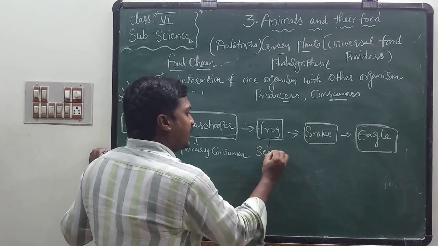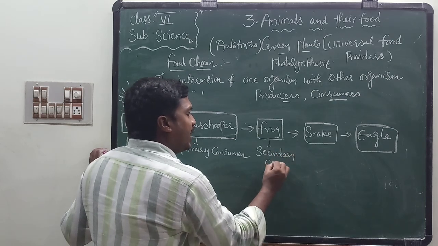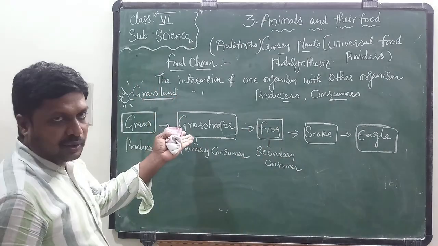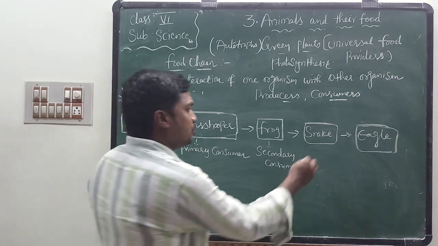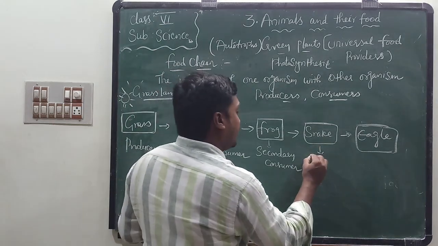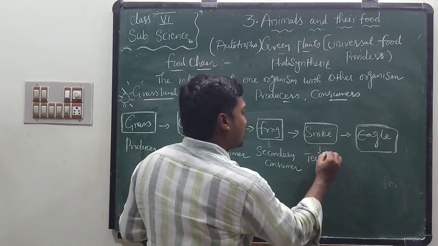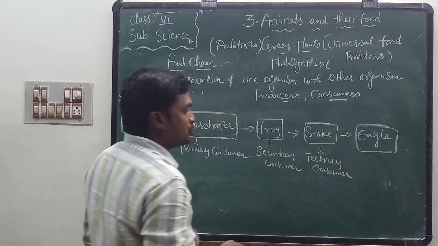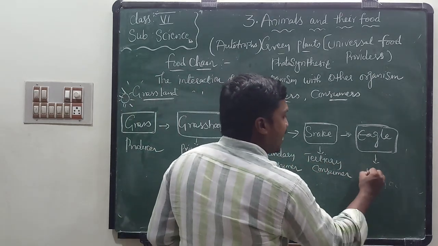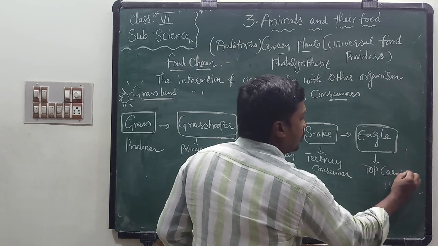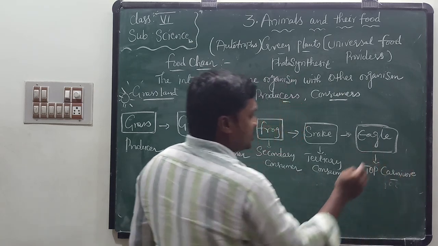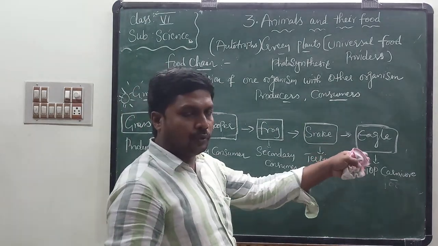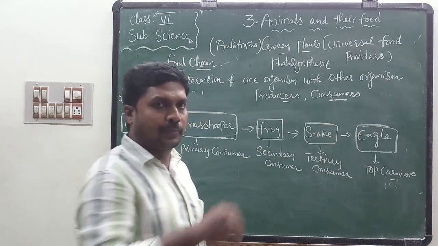Frog is the secondary consumer. Why is frog called secondary consumer? Because this is the third organism, which depends on the second organism, that is the primary consumer, and is known as secondary consumer. Third one and fourth one, snake, this is the tertiary consumer or third consumer, which depends on the second consumer. And the last one is known as top carnivore. Why? Because it is the end of the stage, eagle, top carnivore. Why? Because no organism depends on eagle for food. That's why it occupies the last step in the food chain.